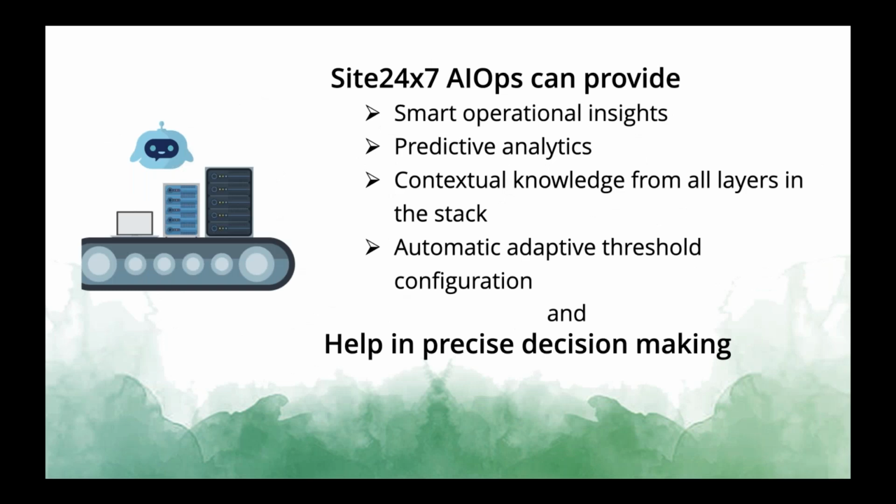Site24x7 AIOps can provide all this information because it's an all-in-one monitoring tool. We do provide smart operational insights. We do give predictive analysis. We do give contextual knowledge from all the layers in the stack. That's what the various parameters that I talked about. And it can also automatically adjust the threshold configurations without any human intervention. So thus, by doing all these things, the AI engine will be able to learn all these things, and it can help in precise decision making. That's the use case for Site24x7 decision making.